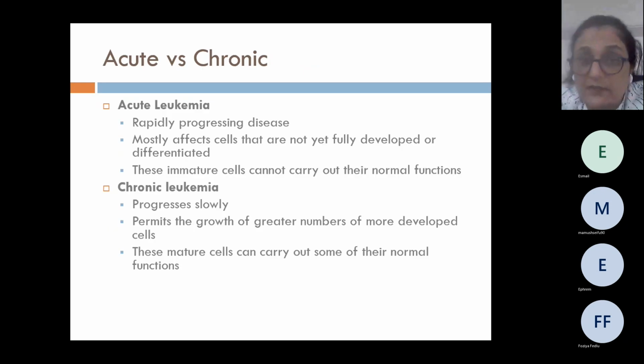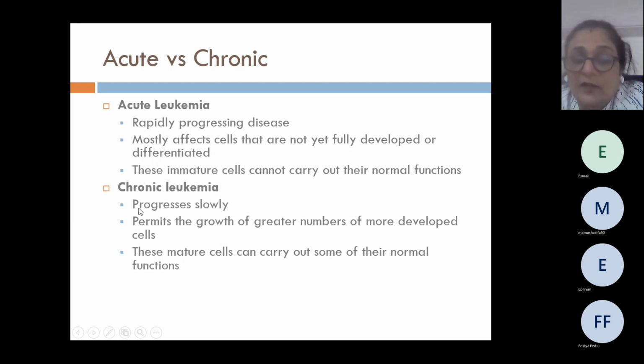Now I told you acute means rapid progressing. So it mostly affects the cells that are not fully developed or differentiated. Here it is fast multiplying. Yesterday I had explained what you mean by differentiation. So when differentiation starts, the cells are poorly differentiated, right? So these cells can multiply fast. In acute leukemia, you have cells which are not fully developed and differentiated. Therefore, acute leukemias multiply very fast. These immature cells cannot carry out their normal functions, therefore they behave haywire and then cause destruction.